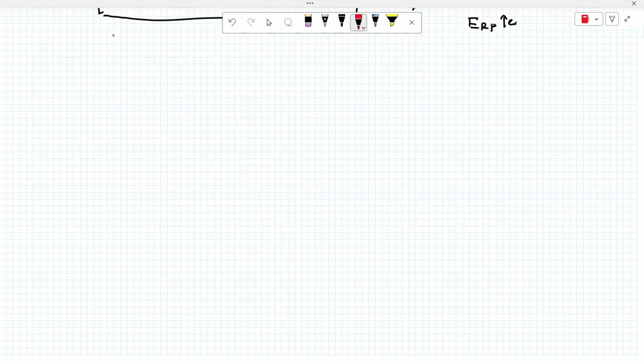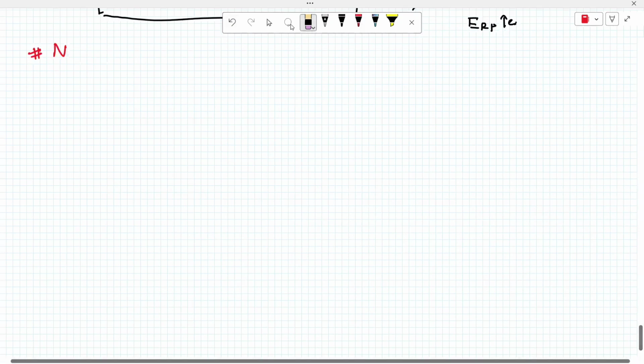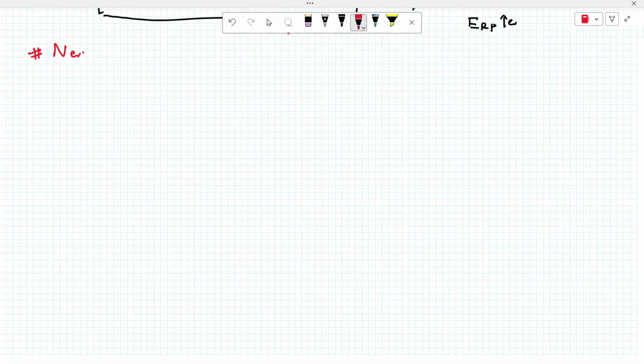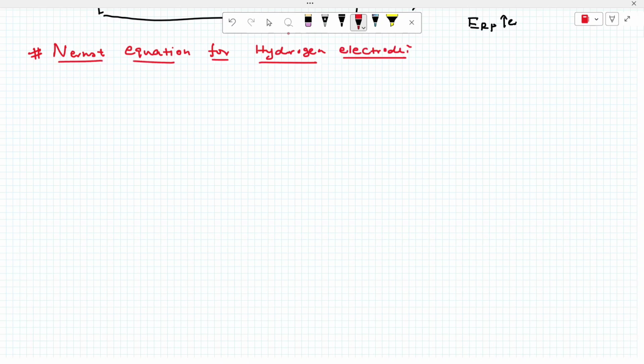Next topic, the Nernst equation for the hydrogen electrode. Last class I told you, what is the beauty of SHE, students? Anyone? What is the beauty of SHE? I told you last class: it can act as both anode and cathode. Good.